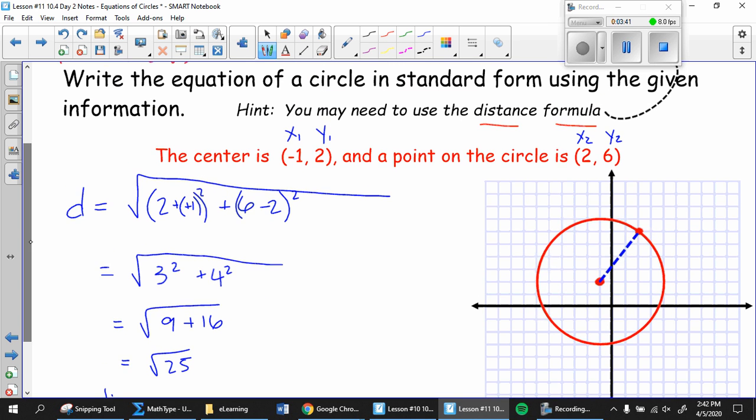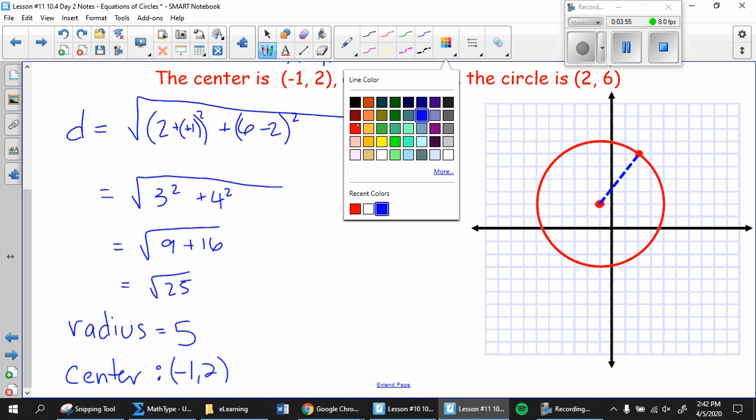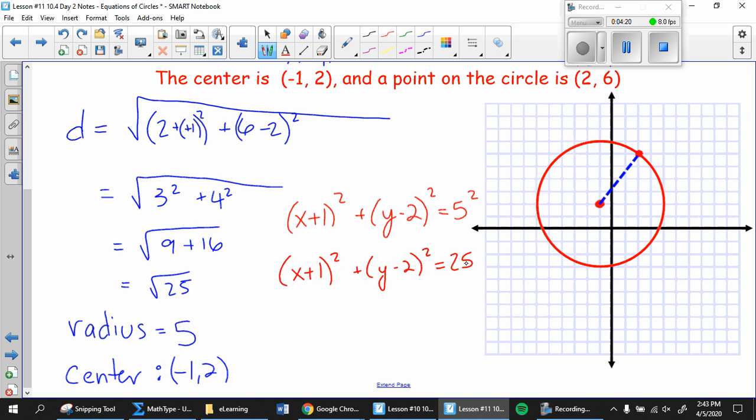Okay, so the direction said write the equation. So we now have the radius and the center that was given to us at (-1, 2). So all we have to do from there is take those two values, radius and center, and put them into our equation. So (x + 1)², because it's a -1, plus (y - 2)² equals the radius squared. So we're going to get (x + 1)² + (y - 2)² = 25.